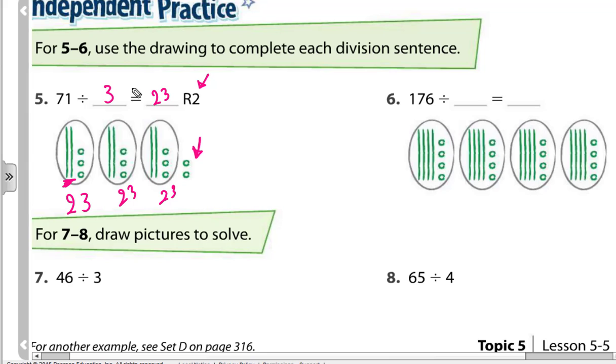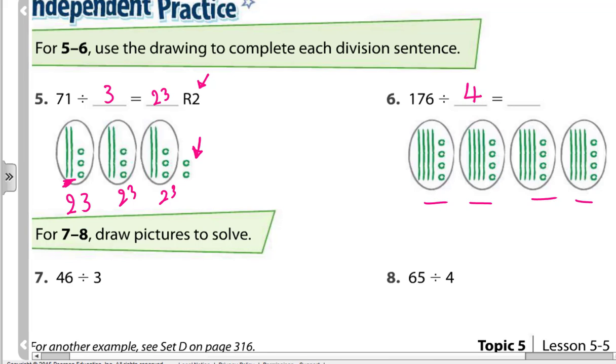Abdulaziz Abbas. Okay, Abdulaziz, in the second one, question number 6. How many groups? I didn't hear you. How many groups do we have? 4.